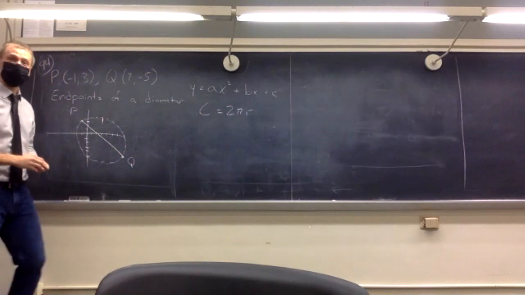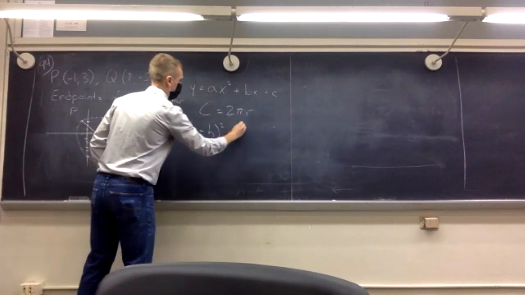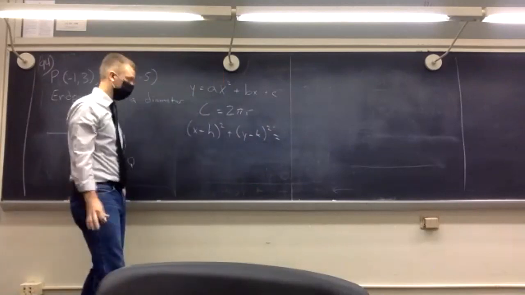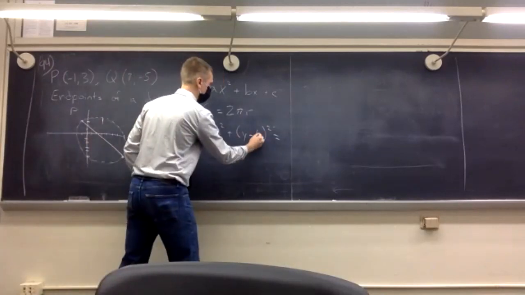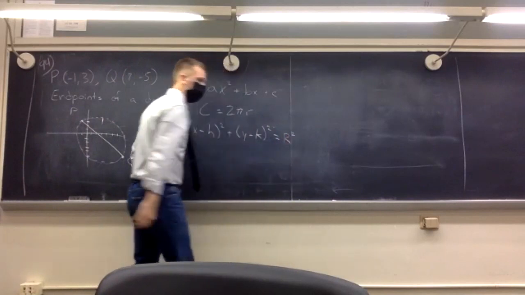Is it x minus h squared plus y minus k squared? Well, you're right. Equals radius squared. That's what you're right.